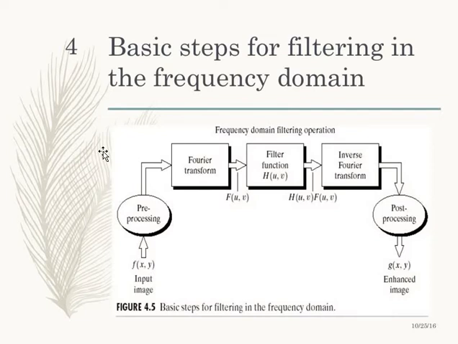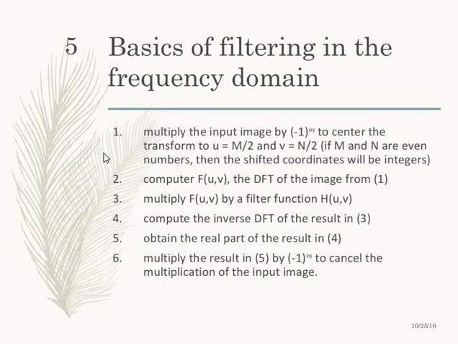The basic structure for filtering in the frequency domain is simple. First, we take an input image and convert it into the Fourier transform of the image. Then we apply the filter function. Then we take the inverse Fourier transform, which converts it back to the image form. Simple. This is the basic step for the image processing.